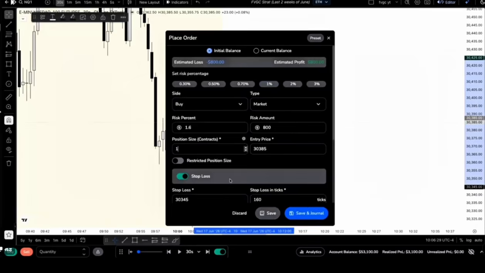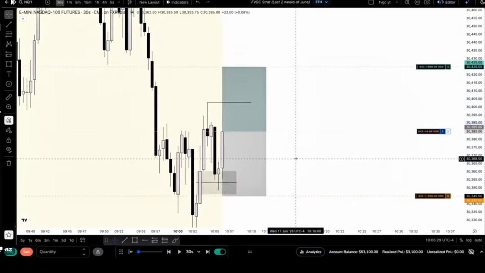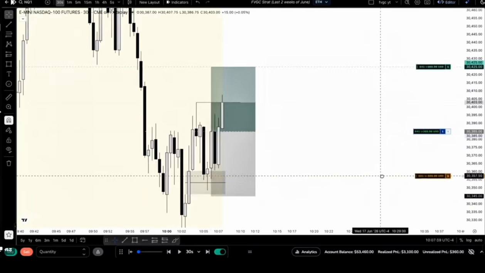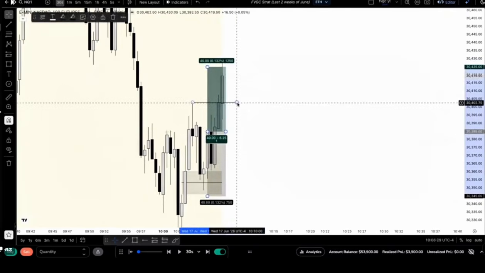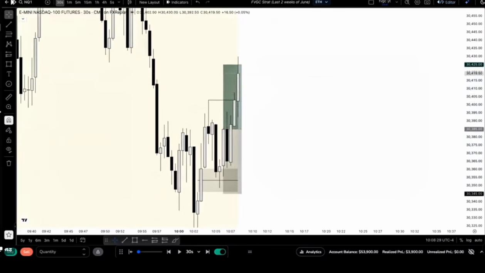Honestly, this is kind of all we need. We'll just take that 1-to-1. 800 risk, first trade on the funded. Break even here. And boom, there's our TP. So we're currently up 800 on our funded account. A1 funded, $800. Nice.